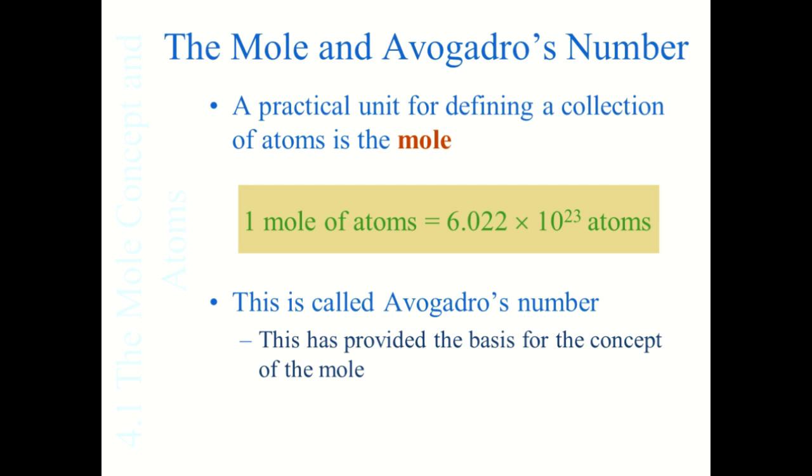So when I say, how many books in a mole? And you will say, 6.022 times 10 to the 23. How many viruses in a mole? 6.022 times 10 to the 23. How many atoms of carbon in a mole? 6.022 times 10 to the 23. You get it? That's a mole.